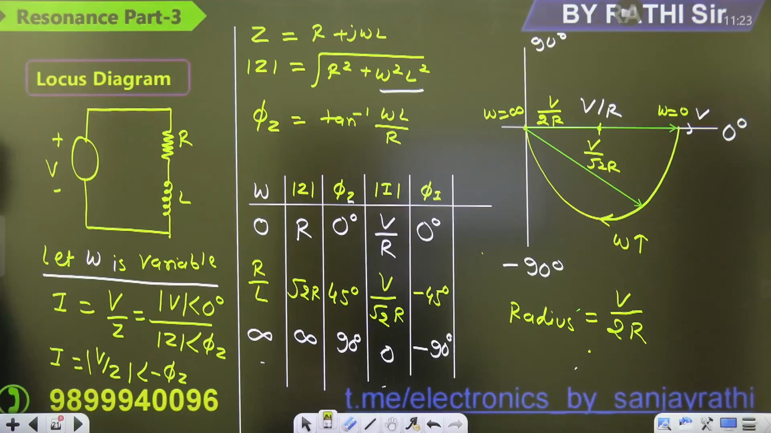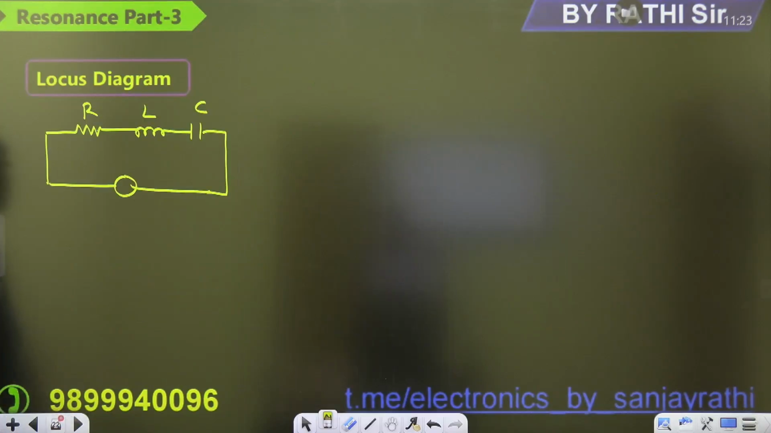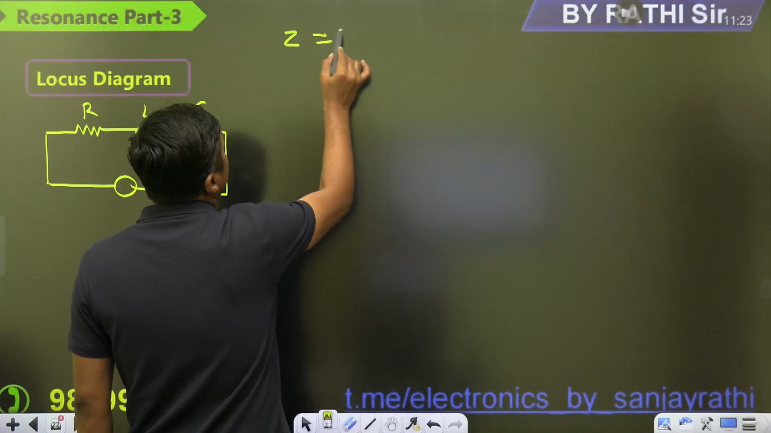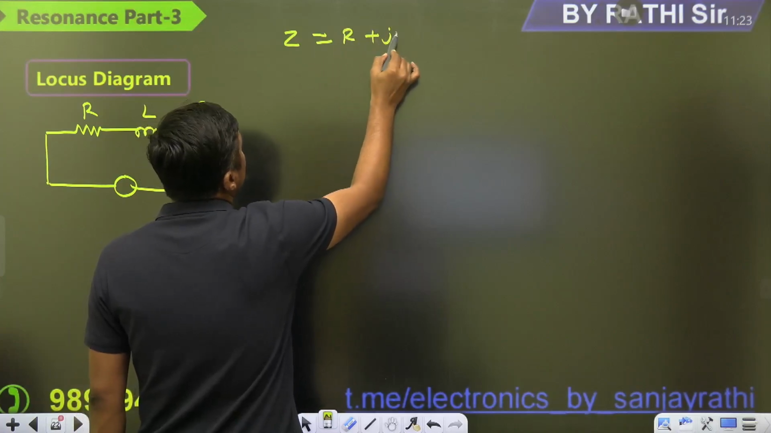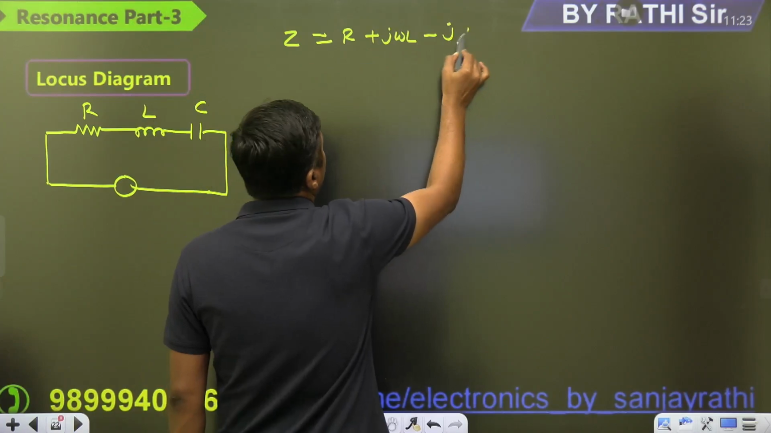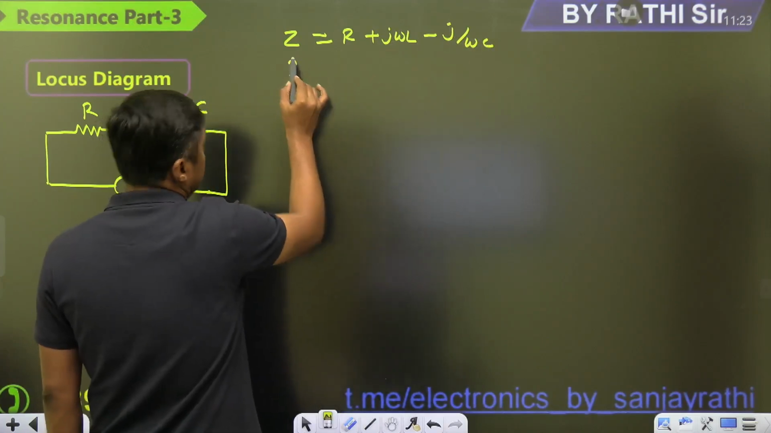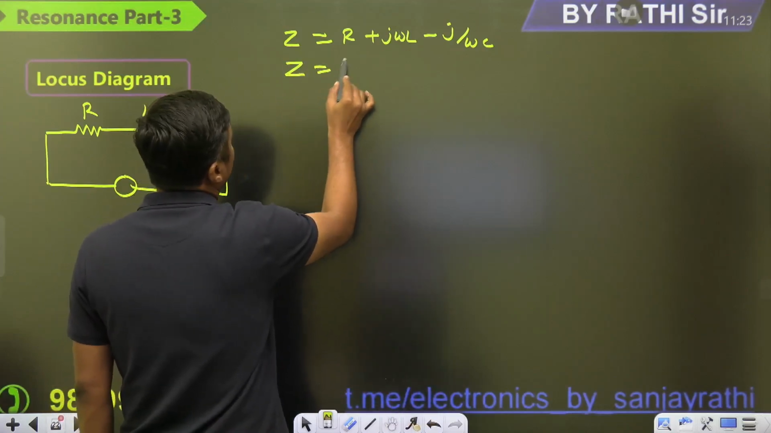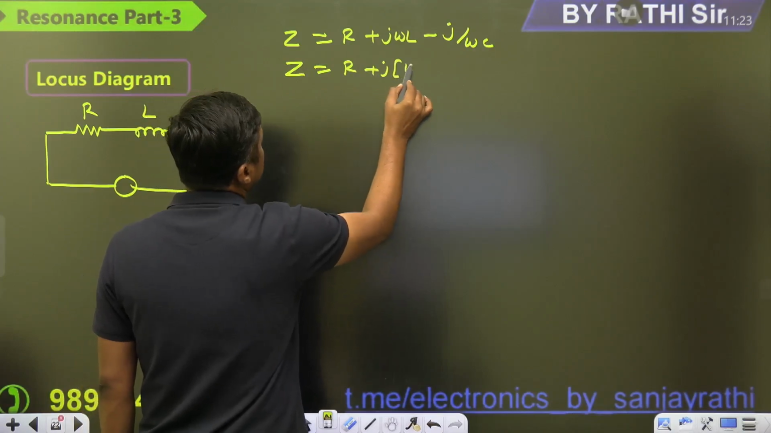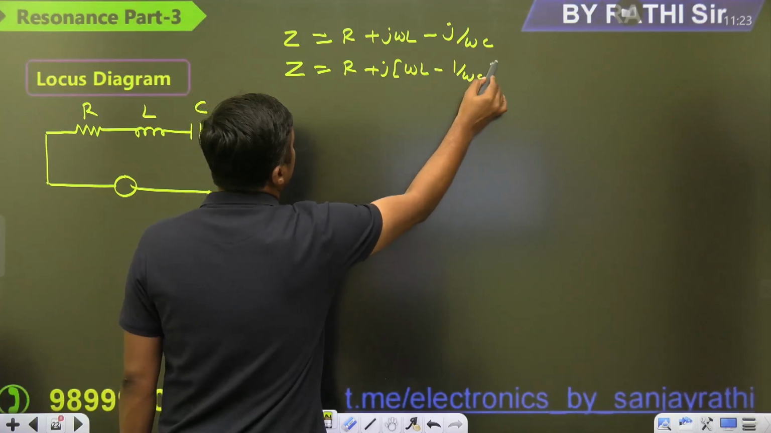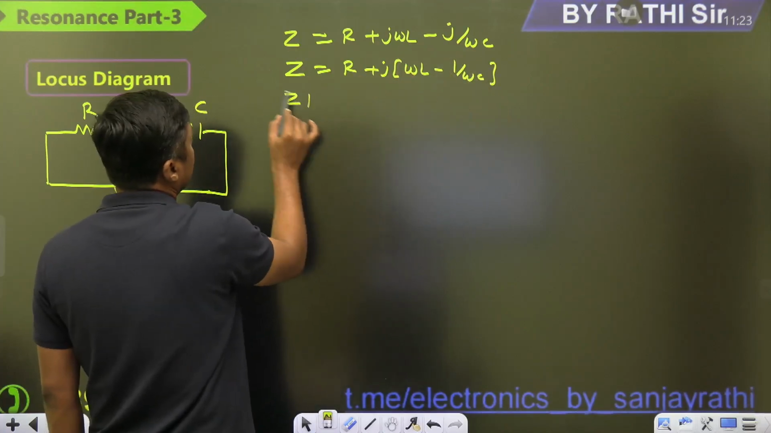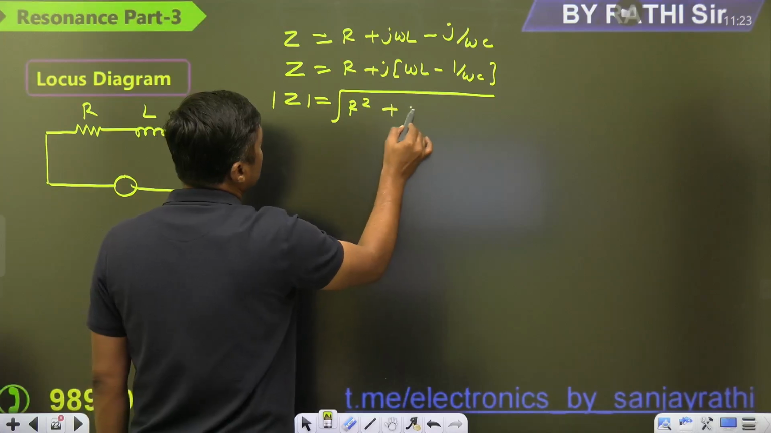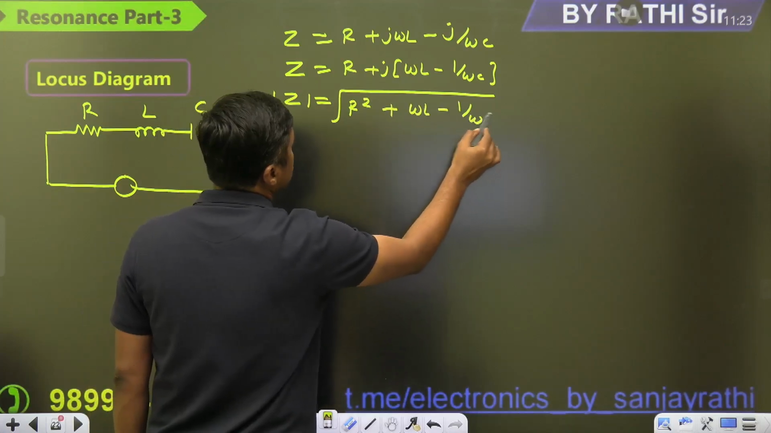Now in the case of an RLC circuit, what is the impedance? First write the impedance, then we can draw the table properly. Z is R plus j omega L minus j by omega C. Or you can write Z is equal to R plus imaginary part. So what is the magnitude of Z? Watch it carefully. Square root of R square plus omega L minus 1 by omega C whole square.